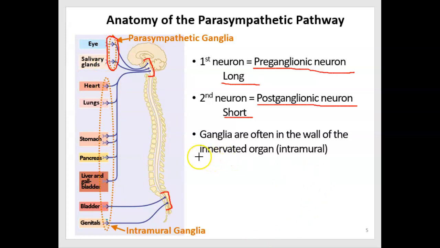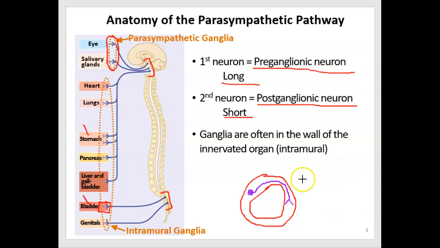But sometimes the ganglion is actually in the wall of the organ, like within heart tissue, within the wall of the stomach, within the wall of the bladder. And so the second neuron is actually traveling within the wall. So if this is the wall of the bladder, it's got a certain thickness. The second neuron would actually begin within the wall. It's embedded in there and travels throughout the wall, sending out signals. So we often call those ganglia intramural ganglia.